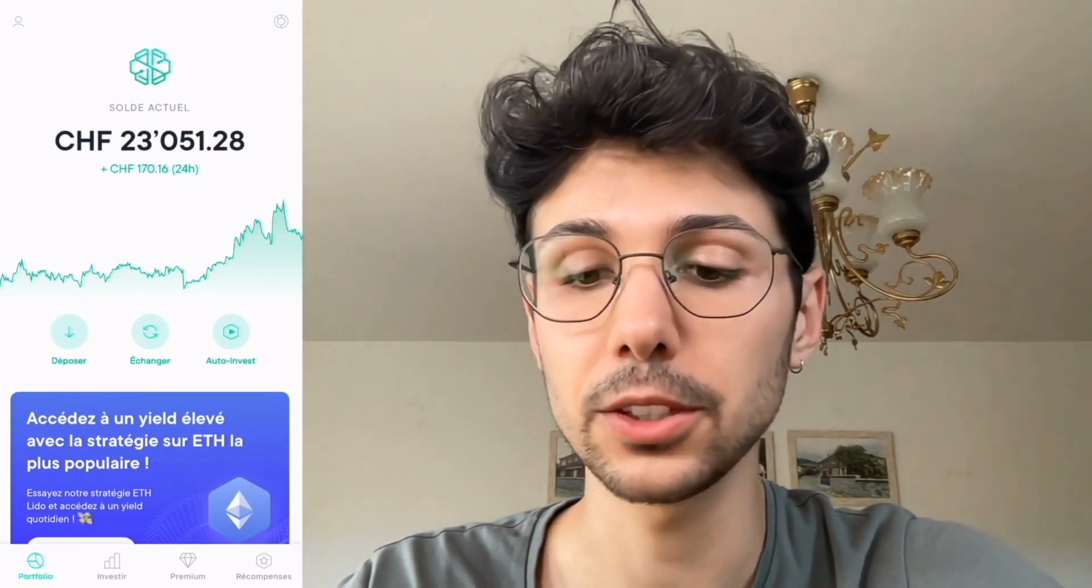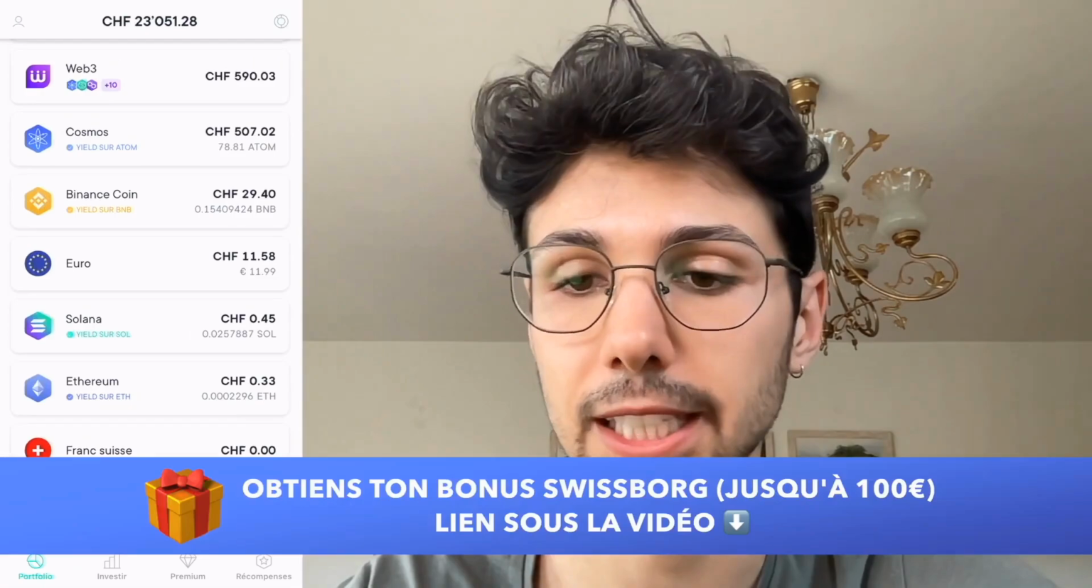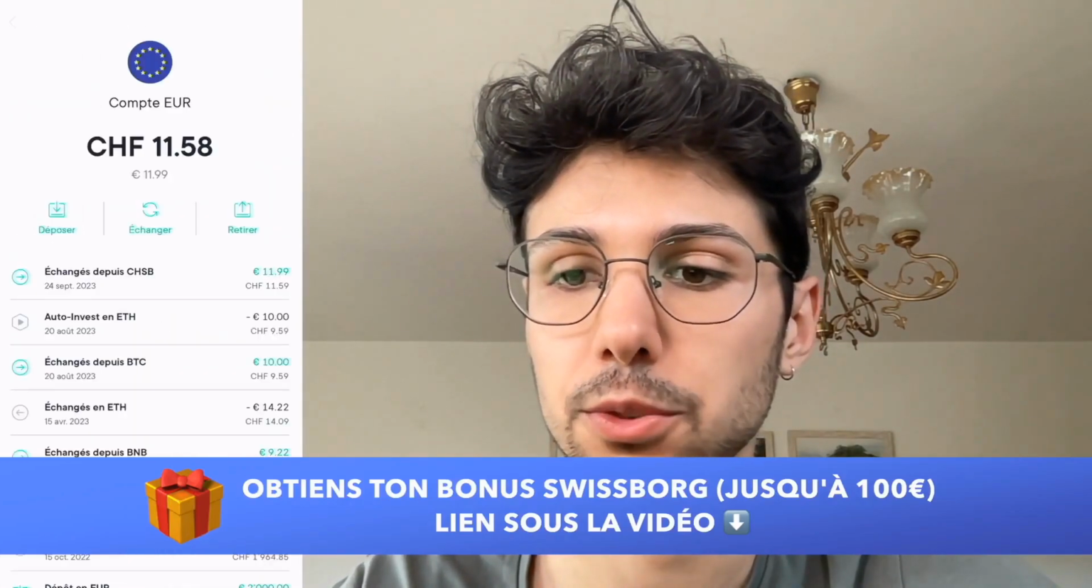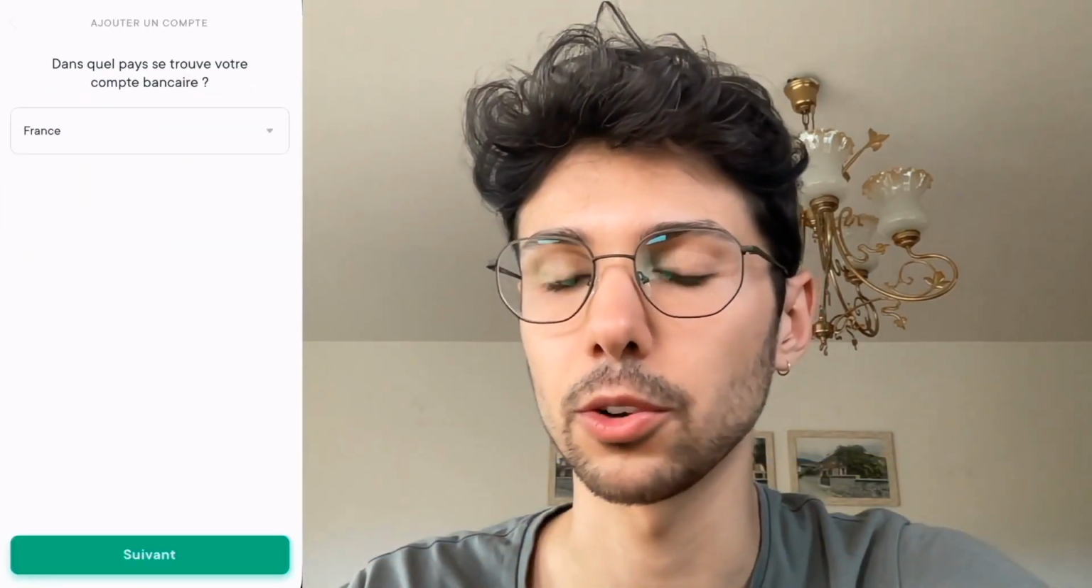To make it simpler, just click on portfolio at the bottom left, then scroll down to the fiat currency you want to withdraw, for example euros here. So then we click on remove at the top right, add a bank account. We put the country of our bank account, for example in France. We put following the same for Switzerland, etc.